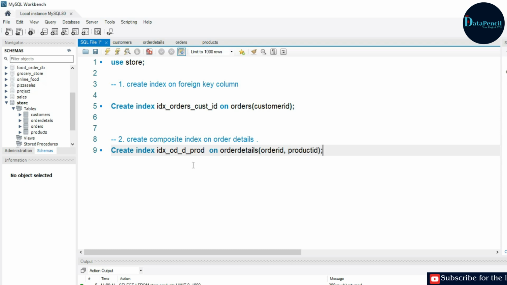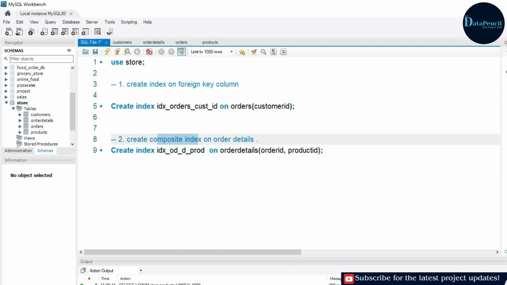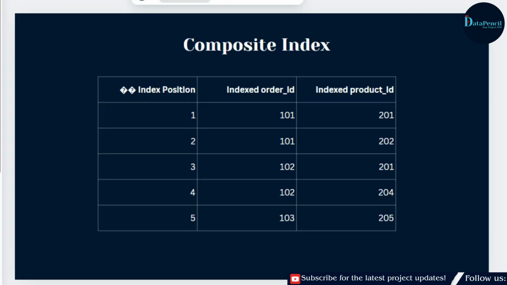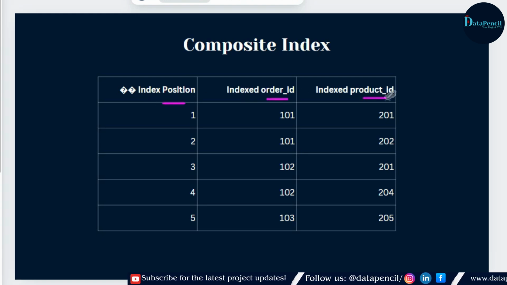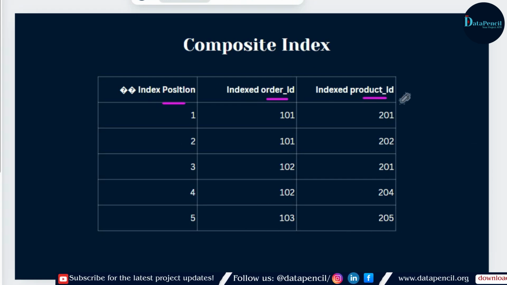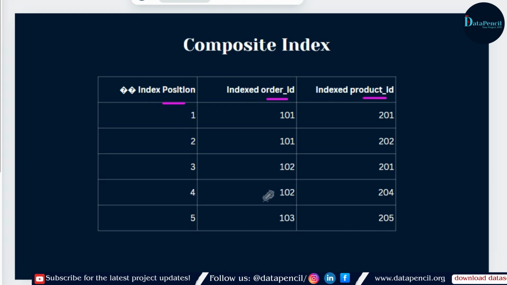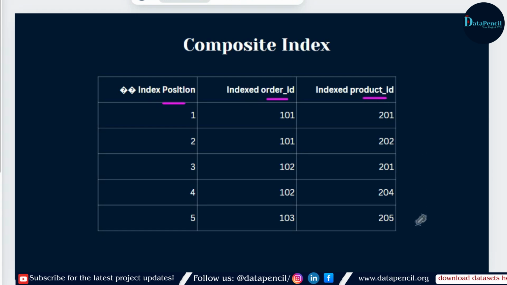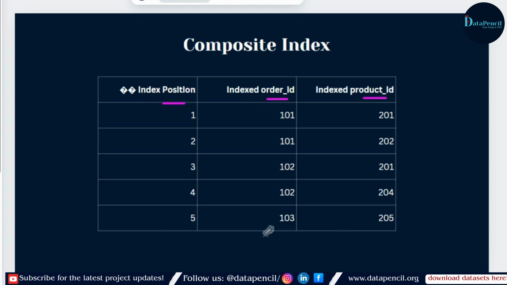So here we are creating a composite index. Now let's have an example of a composite index. So here you can see index and then order ID and then the product ID. We want to create the composite index. So what are the possible combinations in our tables? Whatever existing combinations are there, on those combinations SQL applies the index combinedly.